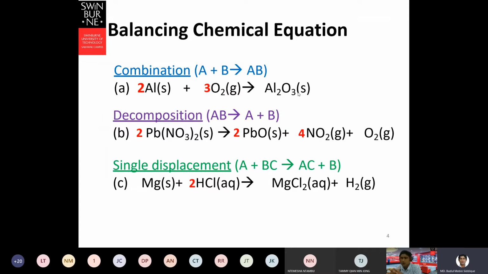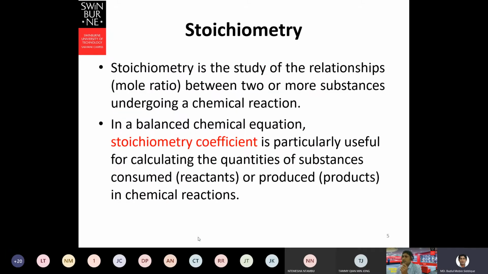And stoichiometry. Okay, so what is stoichiometry then? In a very simple sense, stoichiometry is the ratio. Stoichiometry is the ratio and relationship between the mole ratio of the different reactants that are going to do a reaction.